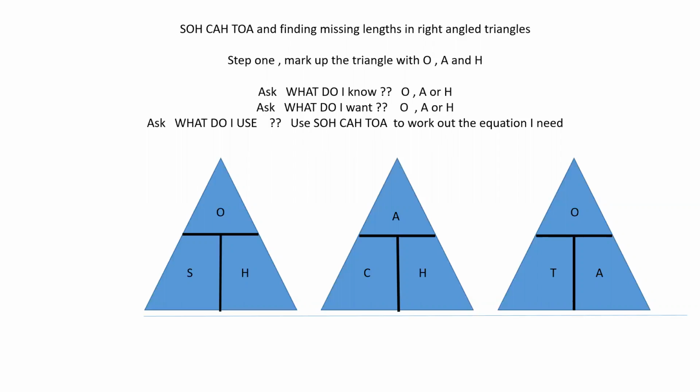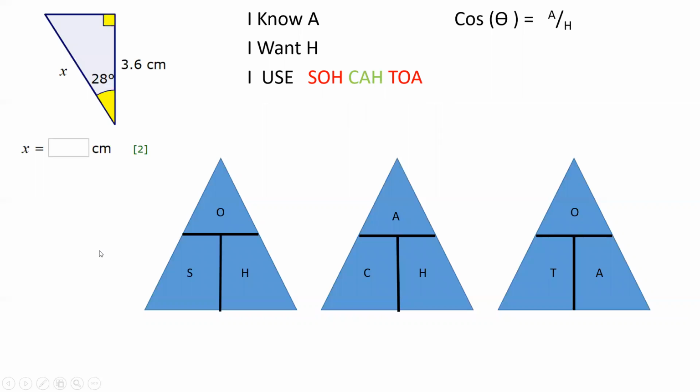Then once we've done that, we can use SOH CAH TOA to work out the equation we need, or we can use the magic triangles, which I've drawn out below, and you can see SOH CAH TOA. And we'll show you how these work in the next three examples. So, first job, as we said before, always mark up your triangle. So, over here, we've got an O, an H, and an A.